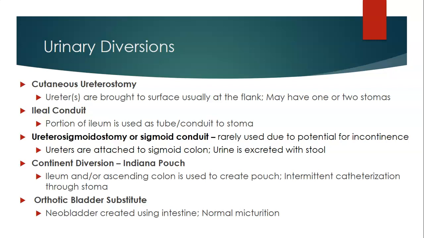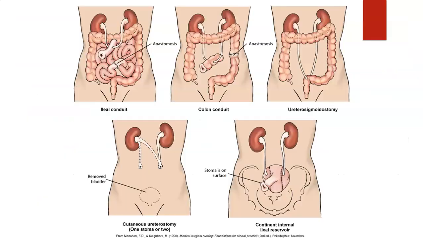As far as a continent urinary diversion, we have the Indiana pouch. So this is where, let me see if we have a picture of it. I think we can kind of call it something like that. I think that's going to be mostly what it looks like. So typically here, either the ileum or a terminal ileum combined with the ascending colon is going to be used for a continent urinary diversion.